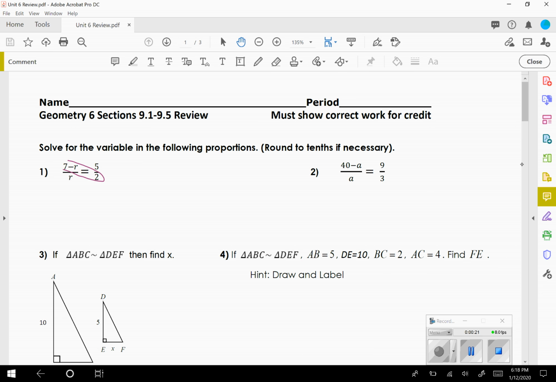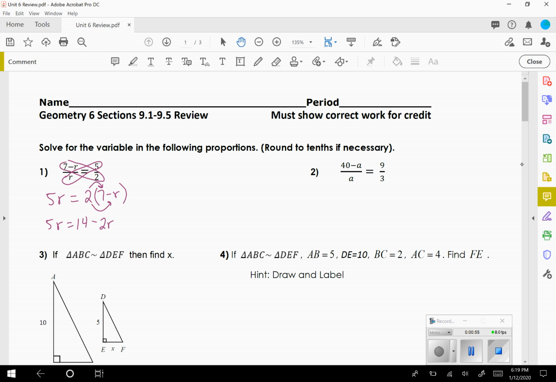So remember, you set up your cross products. Okay, so we have r times 5, so that's 5r equals, and then we see this 7 minus r, so we know we have to do parentheses, so 2, and then in parentheses is going to go 7 minus r. Okay, we got to distribute the 2 here. So we have 5r is equal to, okay, 2 times 7, that's 14, and 2 times negative r, well, that's minus 2r.